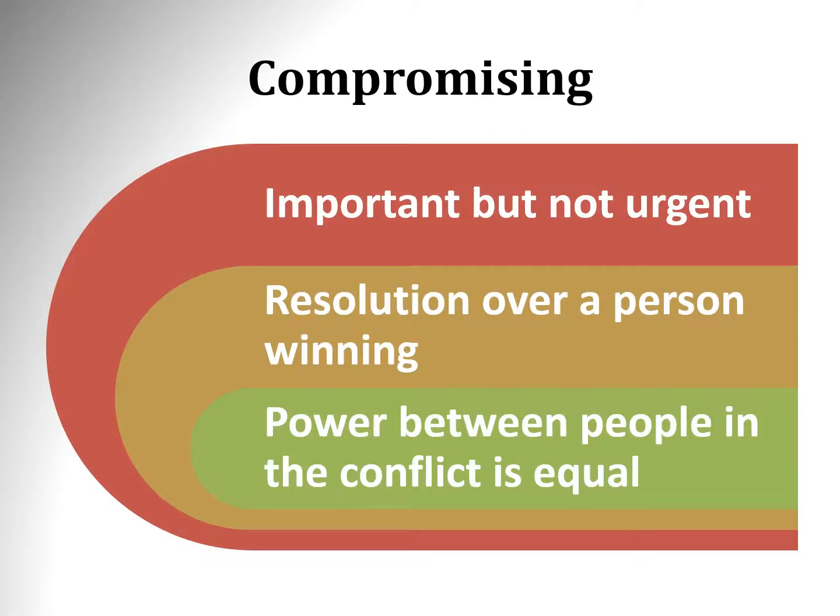With the compromising approach, each person in the conflict gives up something that contributes towards the conflict resolution. So it's appropriate when a decision needs to be made sooner rather than later, meaning the situation is important, but it's not necessarily urgent. Resolving the conflict is more important than having each individual win. Power between people in the conflict is equal.